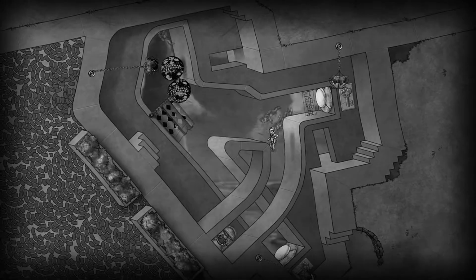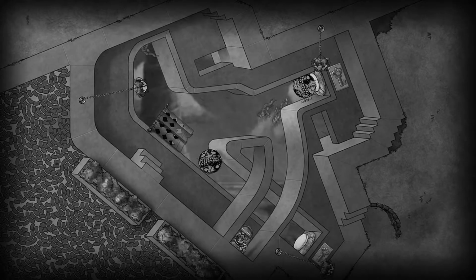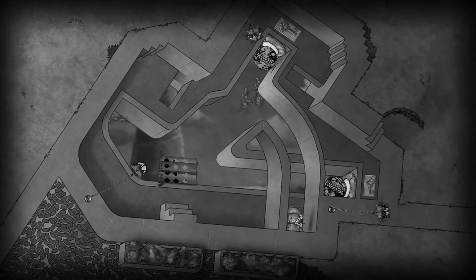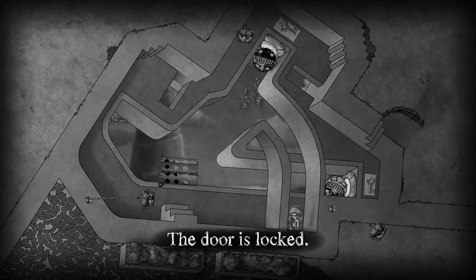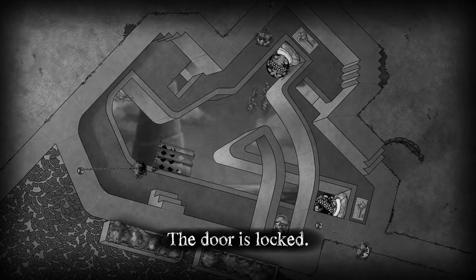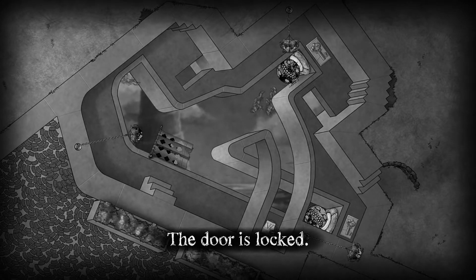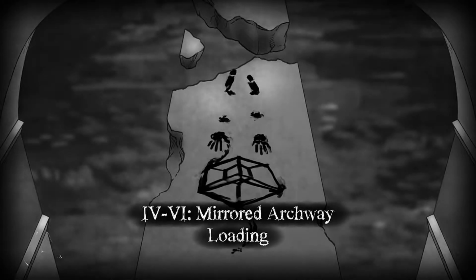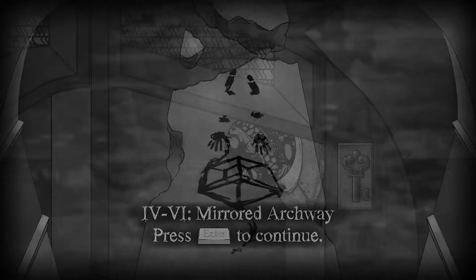Oh no. That is kind of what I wanted to happen, but I want... Yes! Yes! I am a genius! What? Are you kidding me? Ah, there we go. Okay, chapter 4-6, The Mirrored Archway.